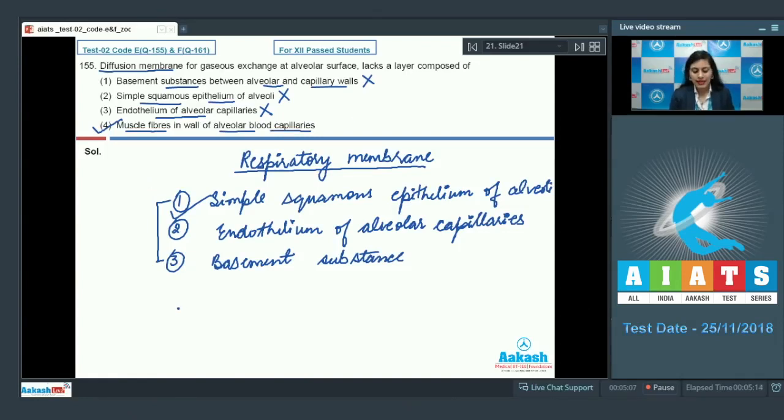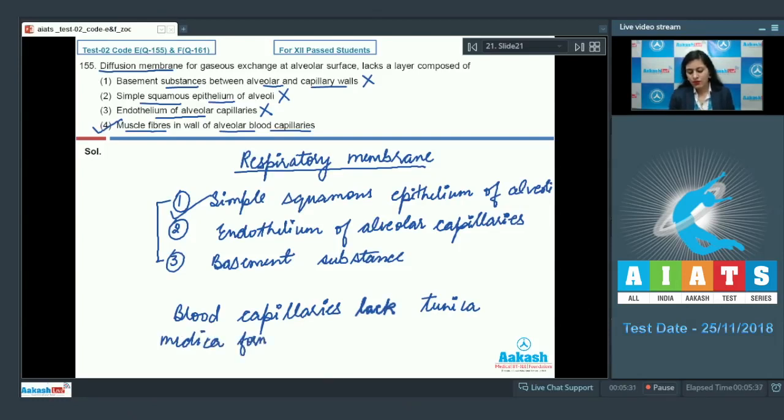Why? Because blood capillaries lack tunica media formed by smooth muscle fibers. So, capillaries lack muscular tissue. So, the correct answer for this question is option number 4. Let's discuss our next question.